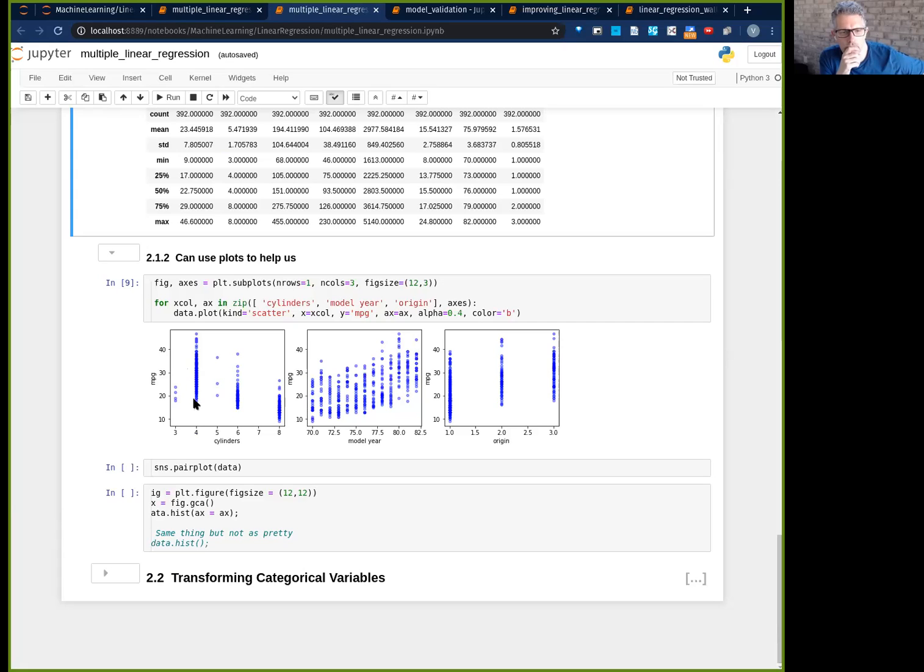So here you might say, okay, for cylinders, it looks like we have a big grouping here, a big grouping here, and a big grouping here. And I might argue that as we increase the number of cylinders, we do decrease in miles per gallon. So maybe it does make more sense to keep that as a continuous variable. You can also argue there's really only three categories here, and maybe it makes more sense to keep those as categories. Honestly, at this level, I think it could go either way. Model year, you can see we definitely have discrete values, and there does seem to be a general trend upwards. So again, it could go either way.